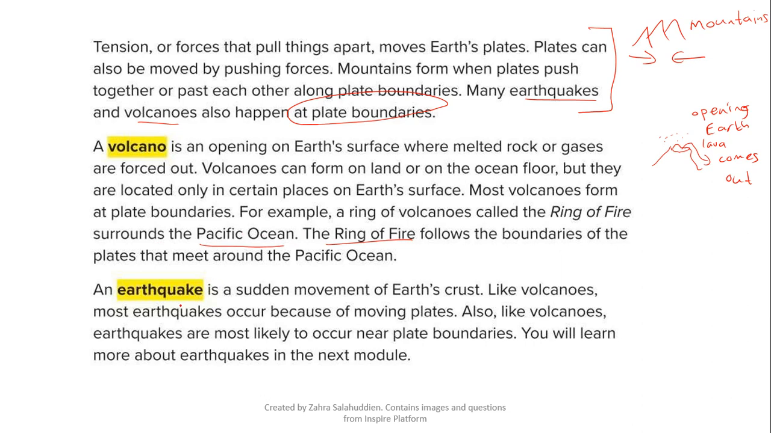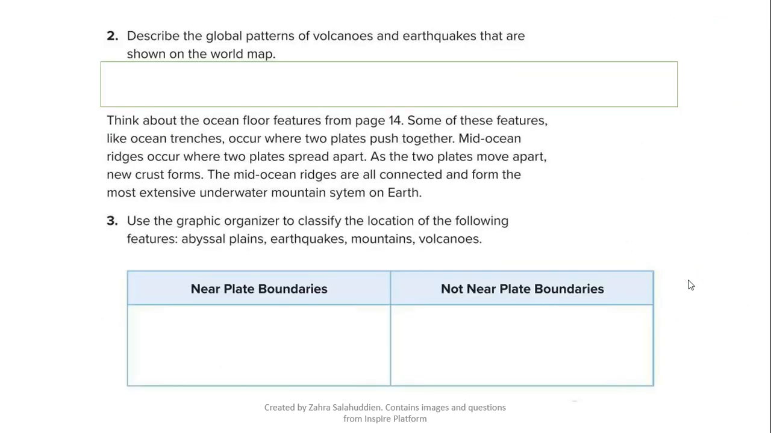Now let's look at what is an earthquake. An earthquake is a sudden movement of Earth, when Earth suddenly shakes. It happens because of the boundaries shifting as they move, and the energy causes an earthquake. So the waves travel through, causing destruction. Okay, so let's see if we can answer some of these questions.